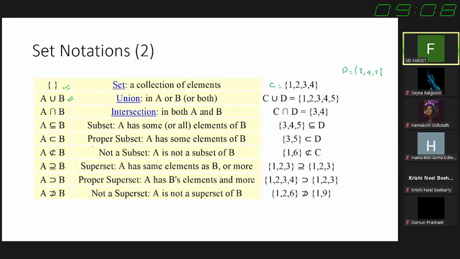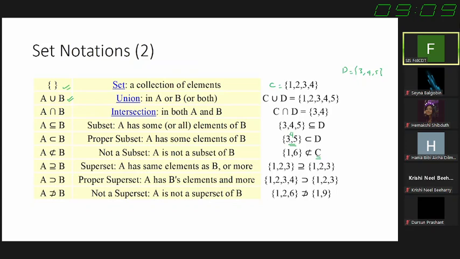This is the more tricky one. What is a proper subset and what is a superset? A proper subset, A has some elements of D, not all. If it has all the elements, it's a subset. If it has some of the elements, you see that 4 is missing there, this is known as a proper subset. Okay, and then not a subset. A is not a subset of B. So 1 and 6 is not a subset of C, for example, to give you an example to put into perspective.